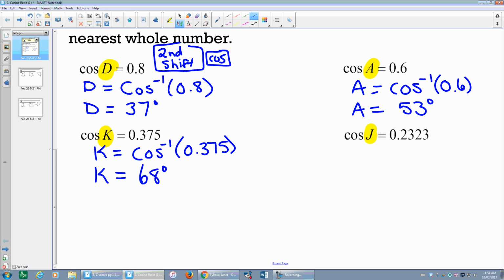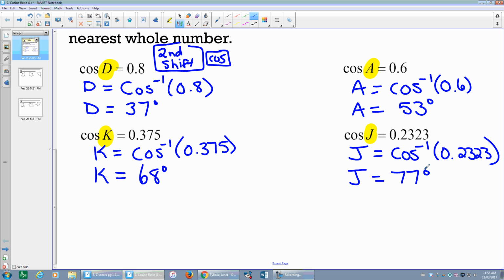And then the work that you should show here is angle J is equal to the cos inverse of 0.2323. And when I do the cos inverse of 0.2323, I get J is equal to 77 degrees. Again, 76.5, so we round that up to 77 degrees.